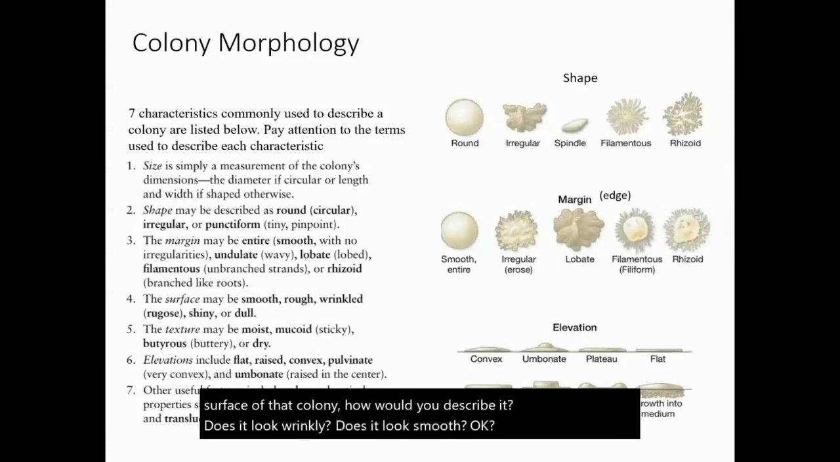Okay. Now for texture, think of if you were going to touch that colony. In lab, we never touch a colony, but if you were going to, how do you expect it to feel? Moist is the word you would use if you think it looks kind of wet. Again, wet is a common term. You don't ever use common terms, especially on your unknowns. You always use micro terms. If it looks like it'd be sticky, then the term you write is mucoid. If it looks kind of buttery, the term you use is butyrous.